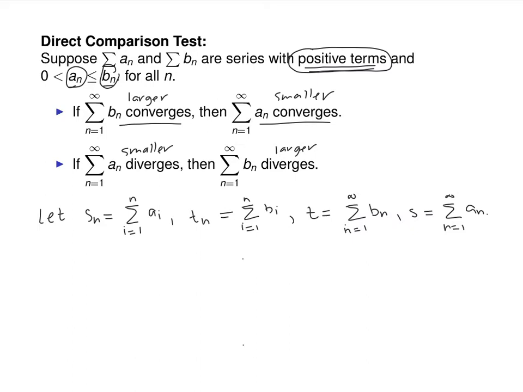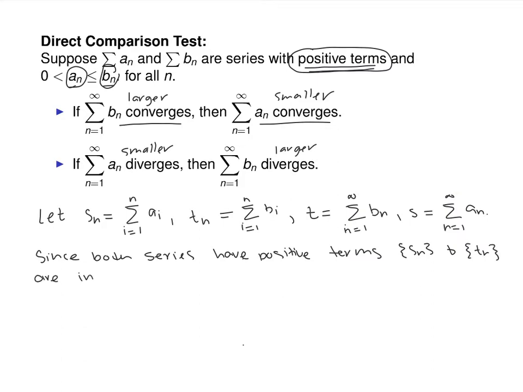Okay, so first thing to notice is that since both series have positive terms, the Sn and Tn are increasing sequences.